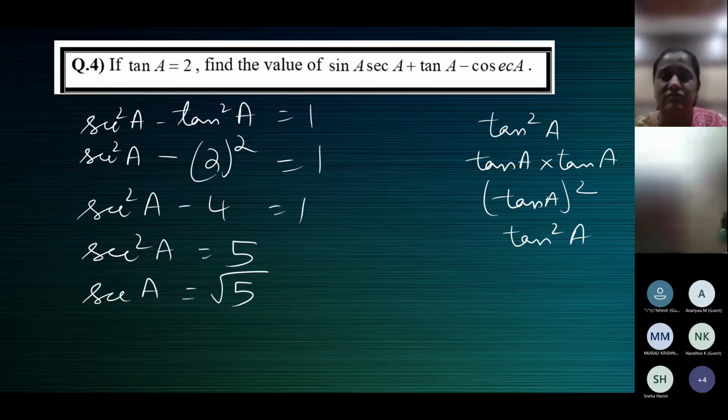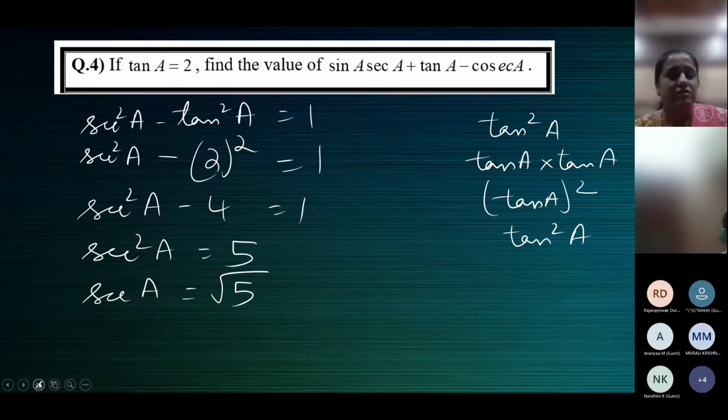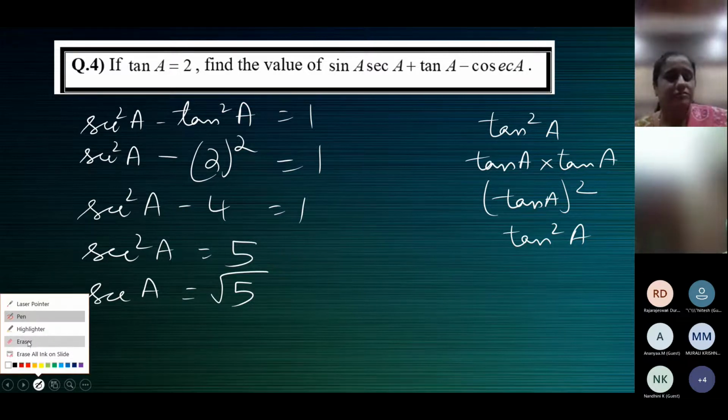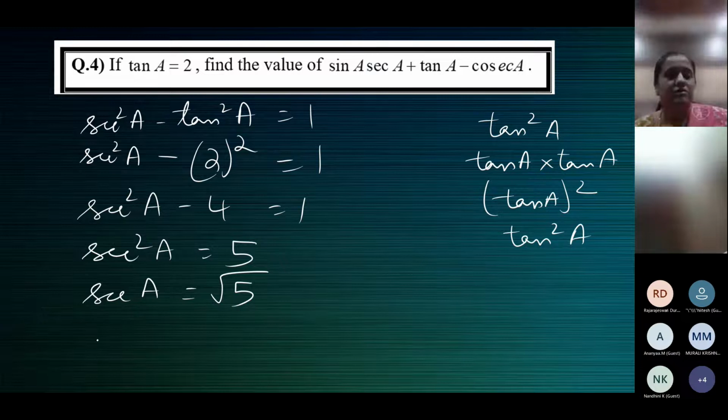Now, what are the other ratios we have to find, children, to evaluate this expression? Sin A and cosecant A. Now, what if you know secant A? What can you find immediately? With secant A, what can you find? What is the reciprocal of secant A? Which ratio is the reciprocal of secant A?